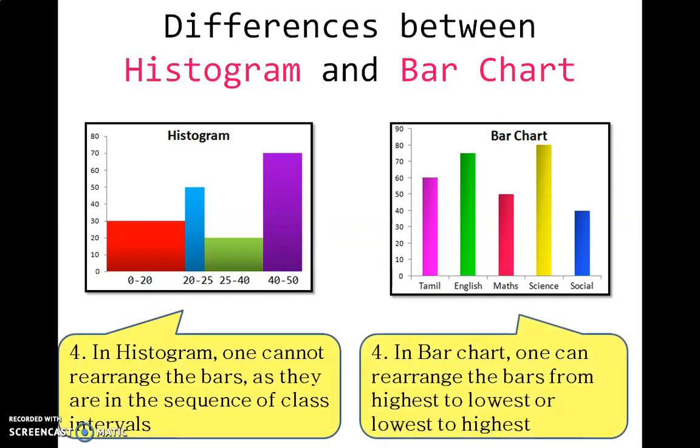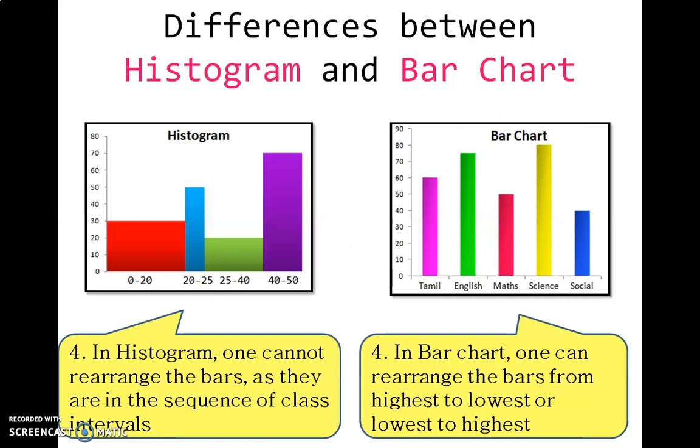The fourth difference, in histogram one cannot rearrange the bars as they are in the sequence of class intervals. In bar chart, one can rearrange the bars from highest to lowest or lowest to highest.